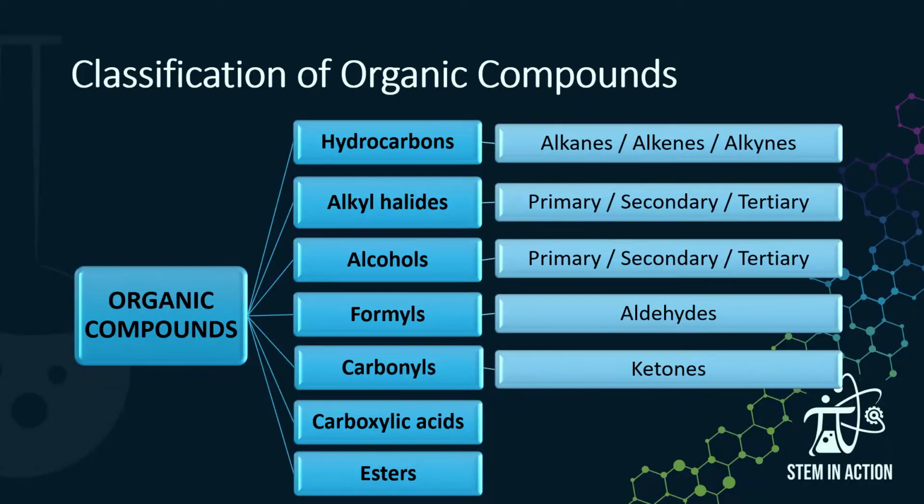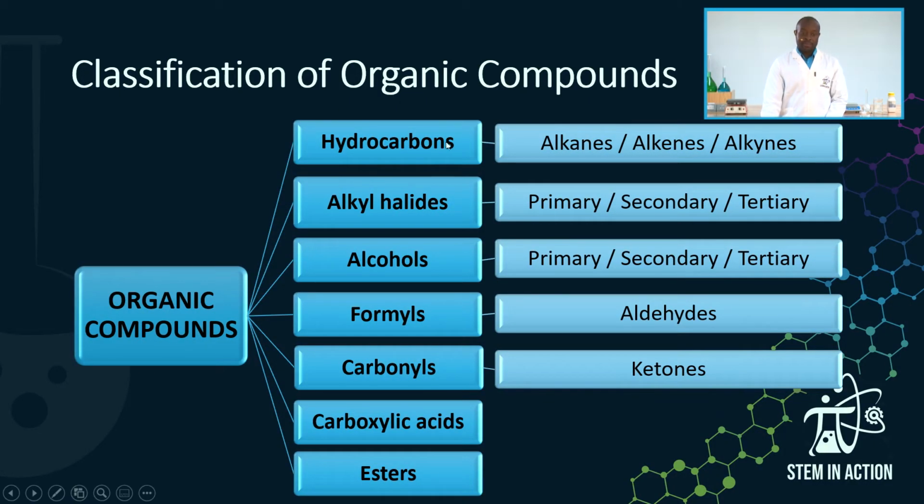So here's a summary of the classification of organic compounds. We started off with hydrocarbons, and we said hydrocarbons consist of only carbon and hydrogen. Alkyl halides is where we substitute one of the hydrogens with a halide, and we get an alkyl halide. And we have alcohols where the substituent group is the OH group. Then we have the formals where the functional group is the CO group. And we said that in a formal, the CO group is found at the end of the chain, whereas in a carbonyl, it is found in the middle of the chain.